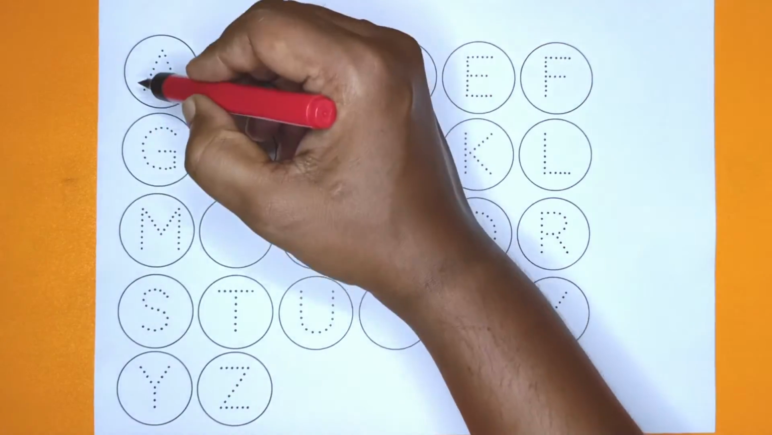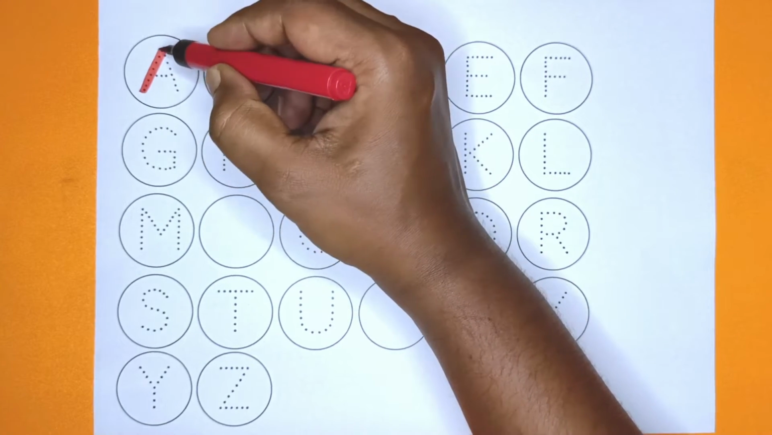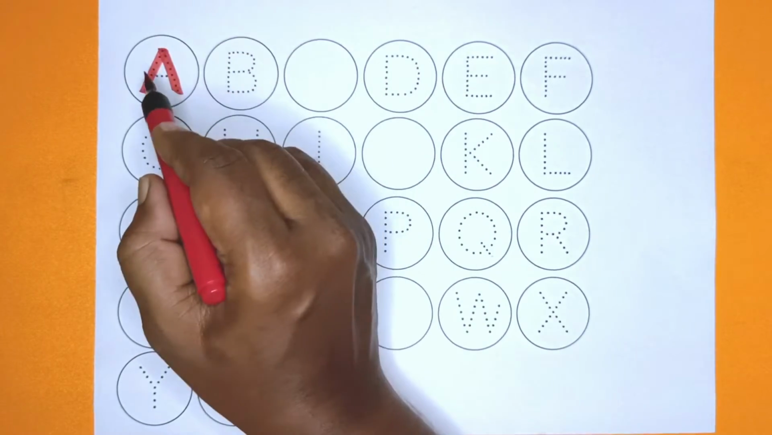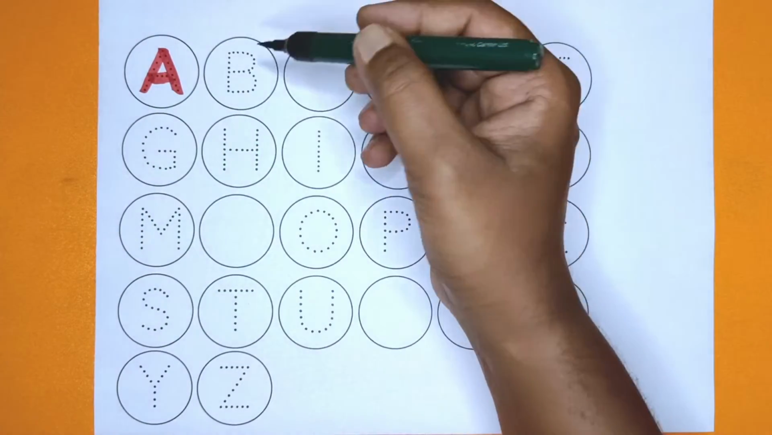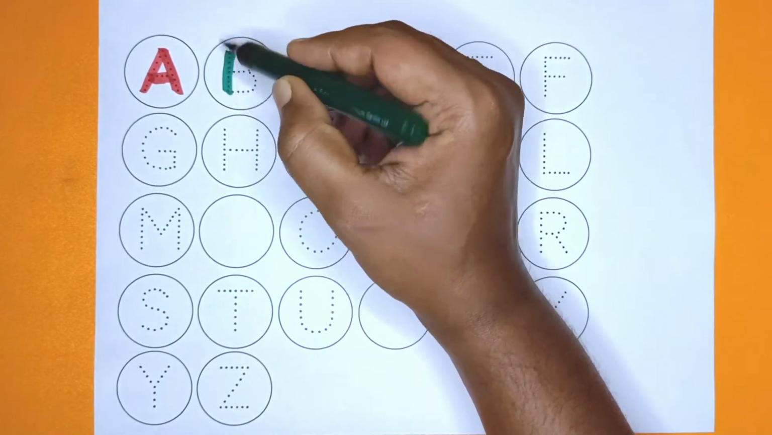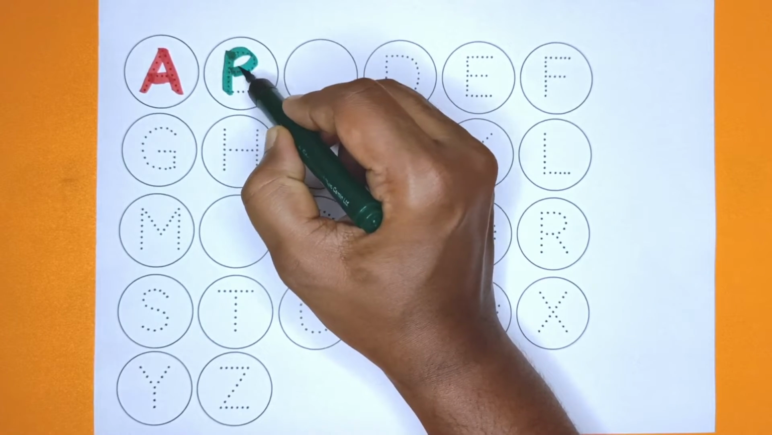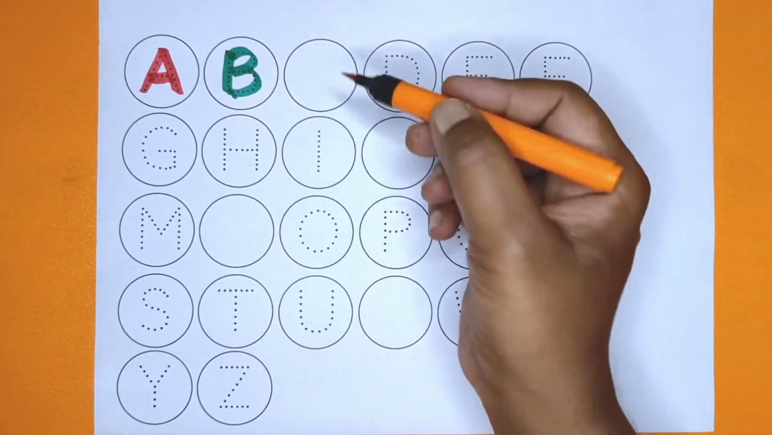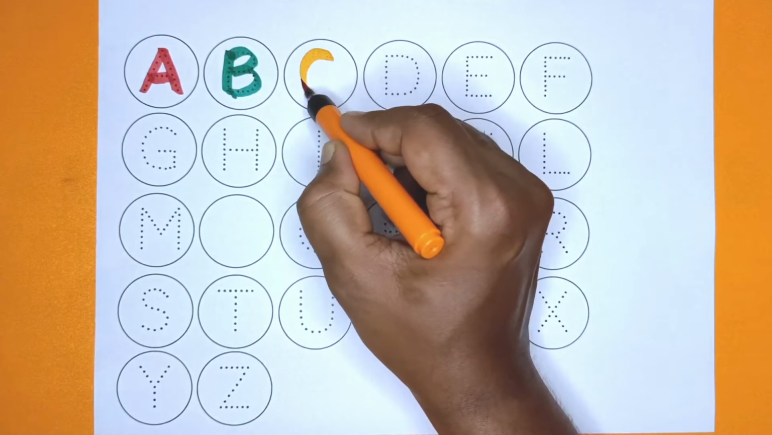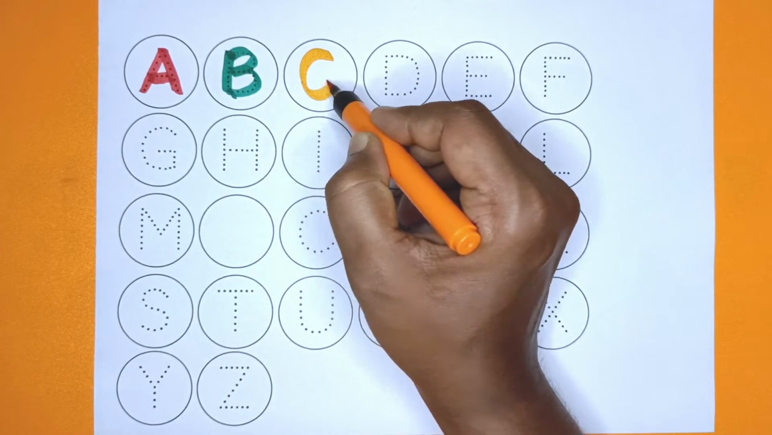Red color: A for apple, A for apple. Green color: B for ball, B for ball. Orange color: C for cat, C for cat.